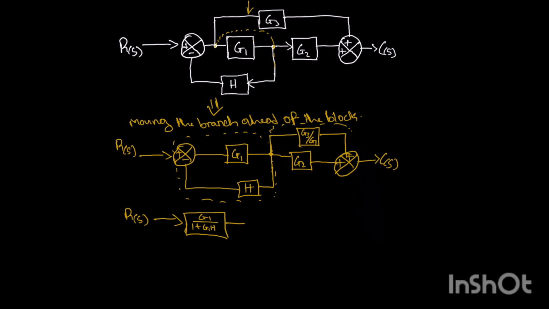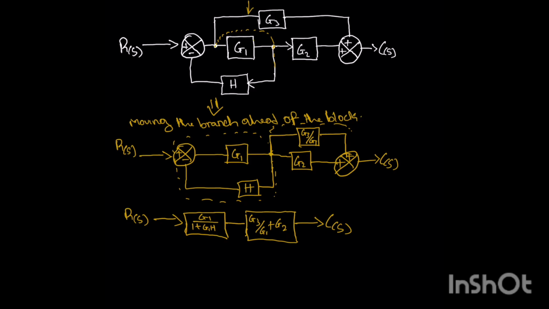The next one we have to do is to resolve this. As you can see, these two blocks are in parallel, and it has no feedback, unlike this. So whenever you are combining blocks in parallel, you are going to add those blocks. So what we have here is G3 all over G1 plus G2. So here we have C of x.